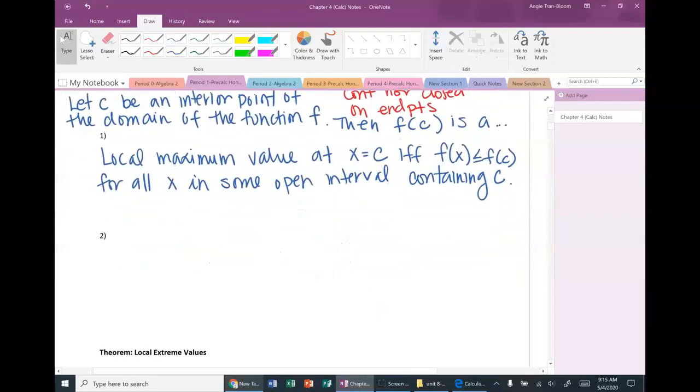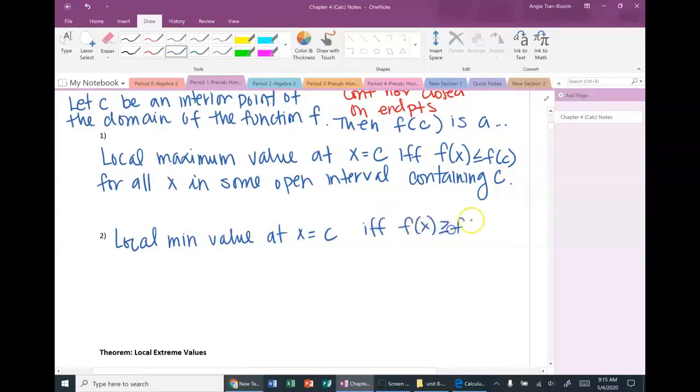Then, if c is an interior point, it could be a local minimum. A local min value at x equals c, if and only if f of x is bigger than or equal to f of c for all x in some open interval containing c.